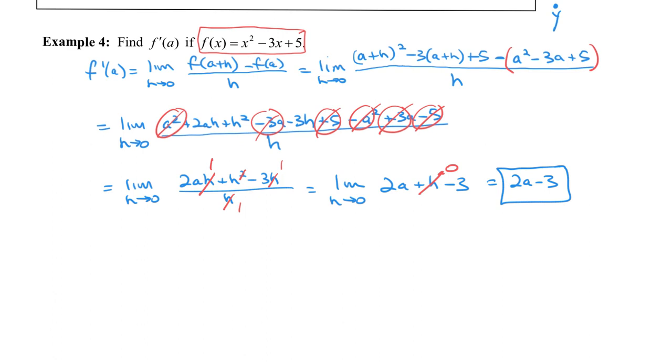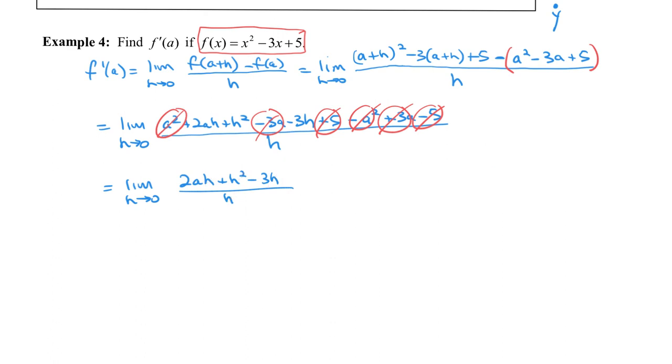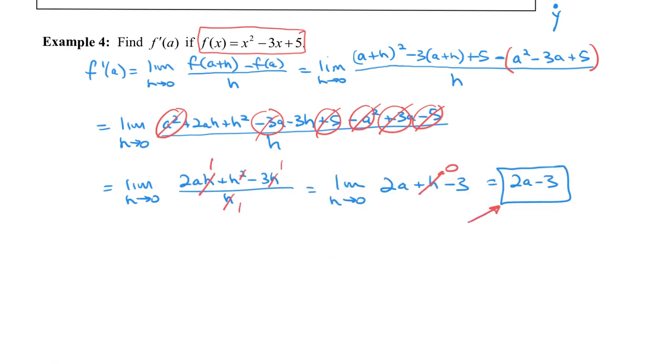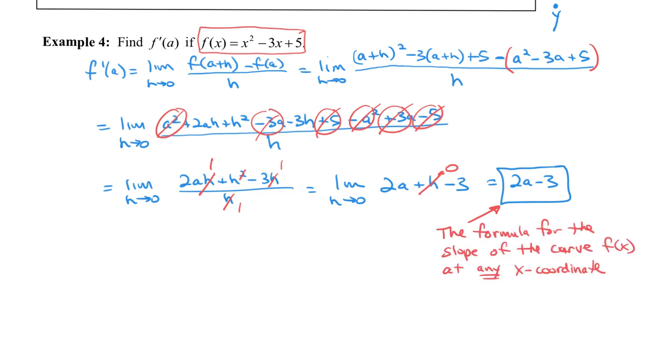Now what's significant about this is that this formula right here is the formula for the slope of the curve, the slope of this curve at any x-coordinate. So if I want to know the slope of this parabola when x is 2, the slope of the tangent line to this curve when x is 2, I just plug in a 2 here, and I would get 2 times 2 minus 3, which is 1. Okay, so this formula right here works for any x-coordinate.